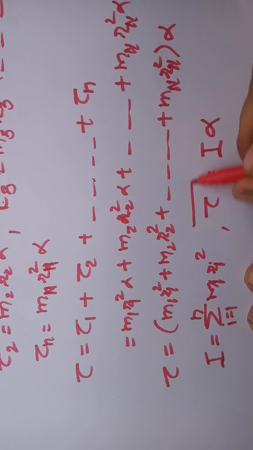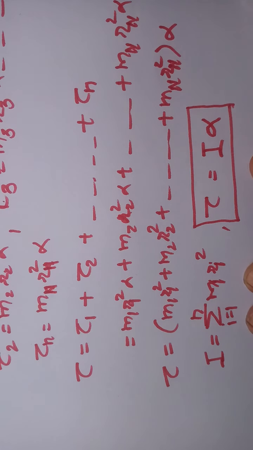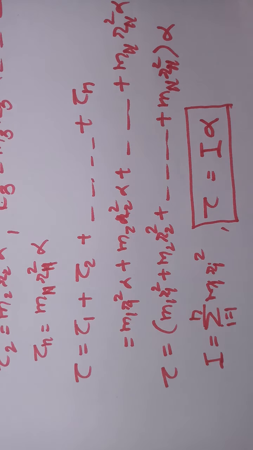Thus we obtained the expression for the torque, that is torque is equal to moment of inertia into angular acceleration. This is your final expression, the expression for torque that relates it with the angular acceleration. Torque is equal to I into alpha.